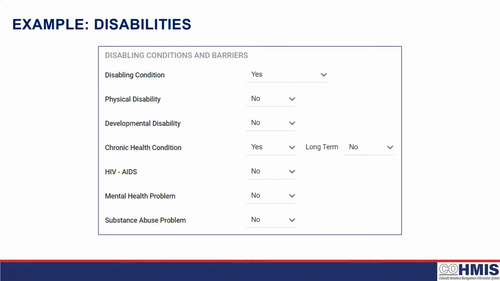And in this example, you can see we've marked that the client has a disabling condition and that they have a chronic health condition, but we've said no to that long-term piece. And if it's not yes and yes for those program-specific disabilities, we know that this is going to create a data quality issue, right? So unless those program-specific disabilities are marked yes, they have it, and yes, they're long-term, then that overall disabling condition shouldn't be marked yes. This is going to result in a data quality issue.